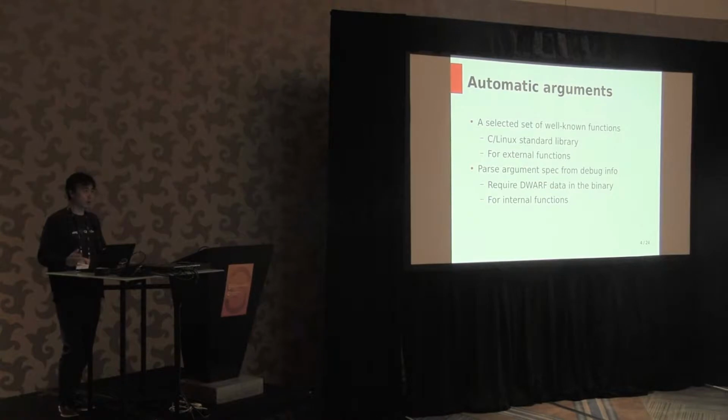Basically, uftrace supports argument recording, but it requires users to specify all the arguments, the number of arguments, and what type each was, and now it can trace arguments automatically. There are two forms of automatic arguments. One is for external functions. There are a selected set of relevant functions, so we hard-coded the list of functions and the argument types. And another is for the internal functions you write in your program. So it parses the DWARF debug information and extracts the argument information from that.